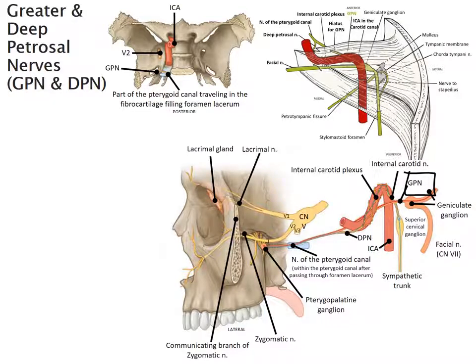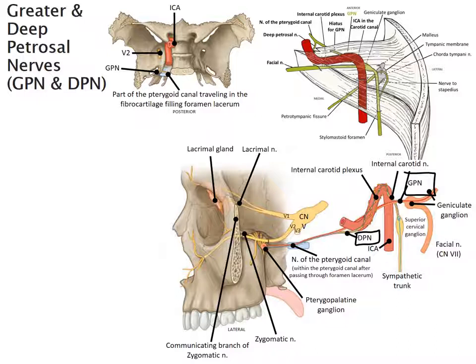In the area of the foramen lacerum, the deep petrosal nerve, shown here, unites with the greater petrosal nerve. The deep petrosal nerve is coming from the internal carotid nerve plexus. The deep petrosal nerve is purely sympathetic. Once these two nerves unite, they form the nerve of the pterygoid canal, also referred to as Vidian's nerve. Vidian's nerve courses anteriorly and it ends at the pterygopalatine ganglion.